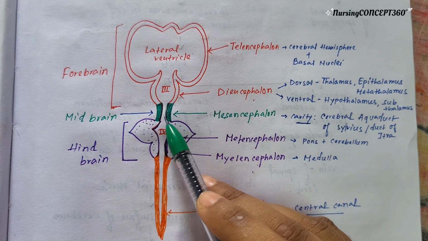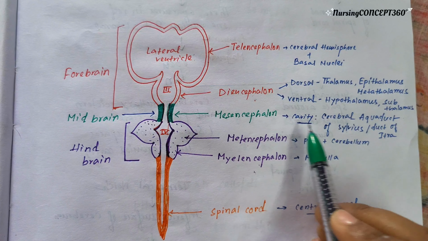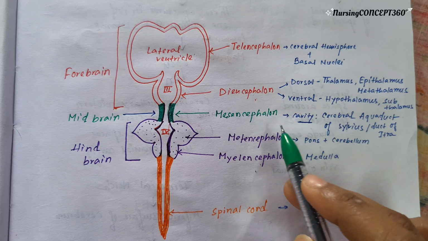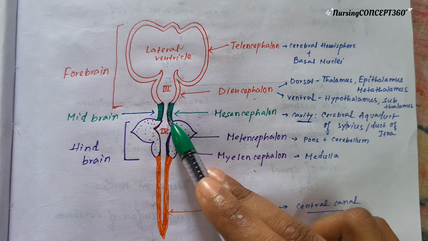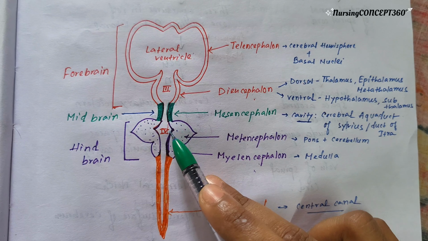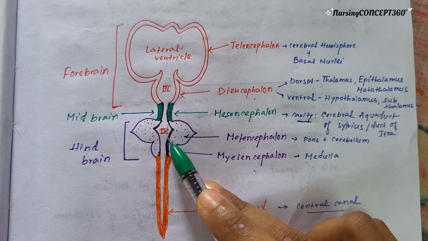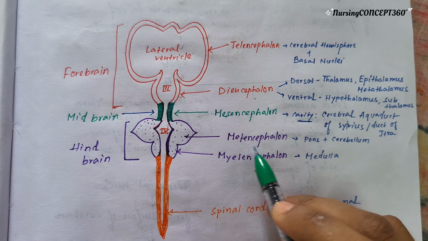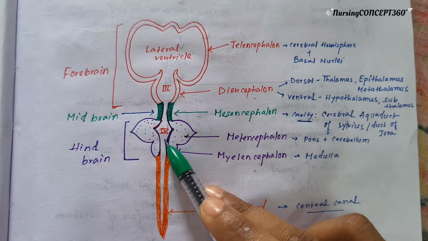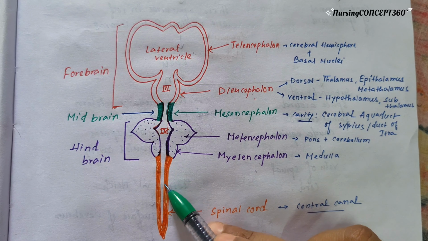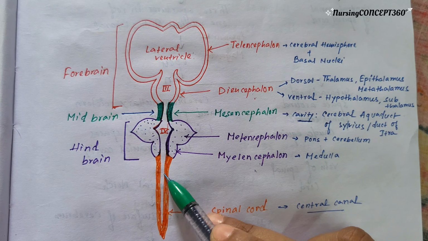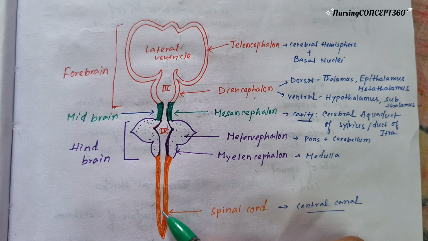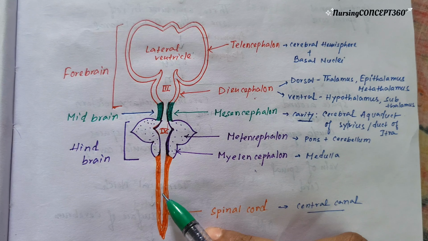So what is the cavity of the midbrain? It is called the cerebral aqueduct of Sylvius or duct of Iter. This cavity is in the mesencephalon, and the fourth ventricle is in the hindbrain. In the hindbrain, both in the metencephalon and myelencephalon, there is the fourth ventricle, and the cavity of the spinal cord is called the central canal. You can see here the cavity in the spinal cord, this is called the central canal.